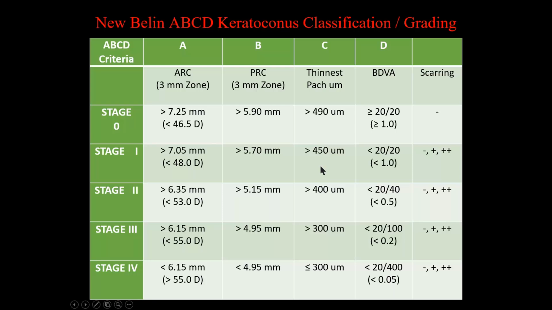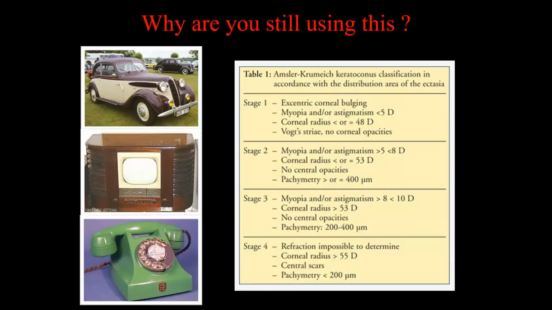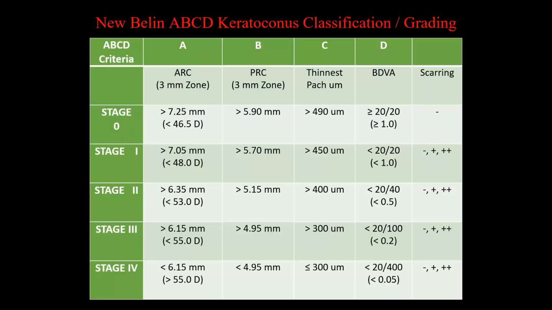One other limitation of Amsler-Krumeich, if you think about it, is that everyone has, quote, stage 1 keratoconus. If you look at Amsler-Krumeich, and I'm going to have to back up a whole lot, stage 1 is almost all the audience here: a corneal radius of less than 48, myopia and astigmatism less than 5, and no corneal opacities. We all have stage 1 disease, which obviously makes no sense. So we added stage 0 to represent a more normal cornea.